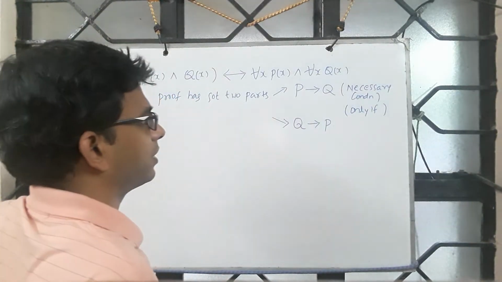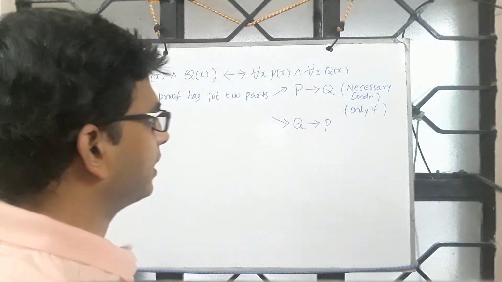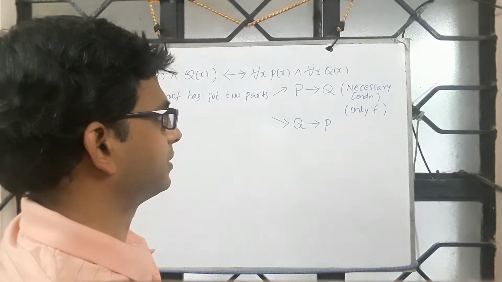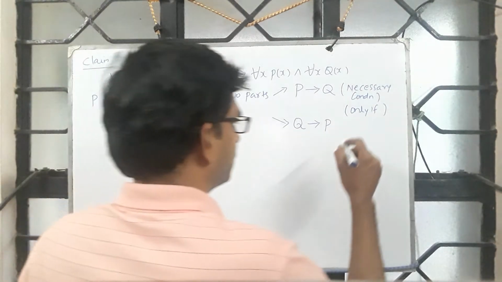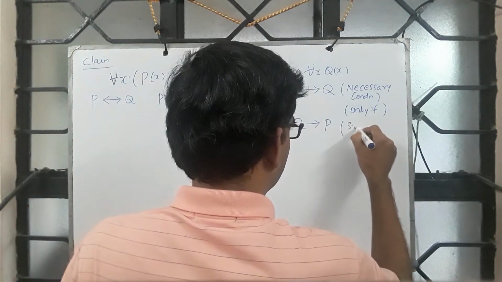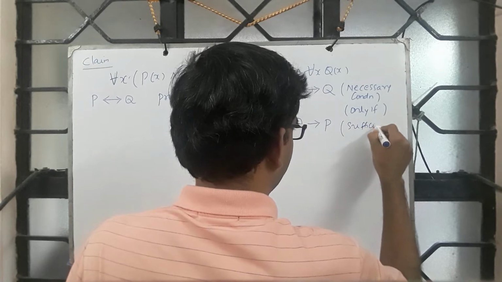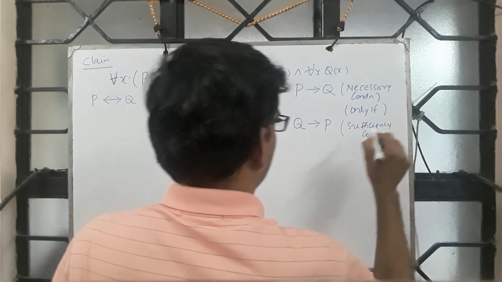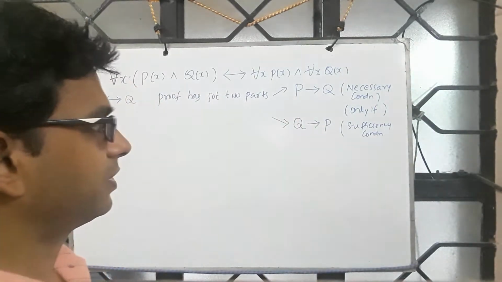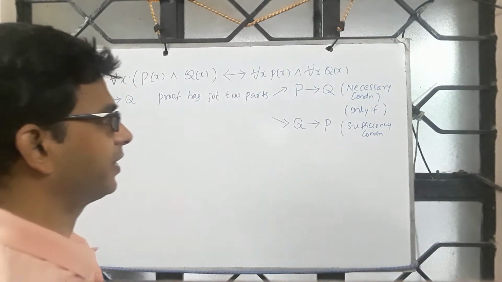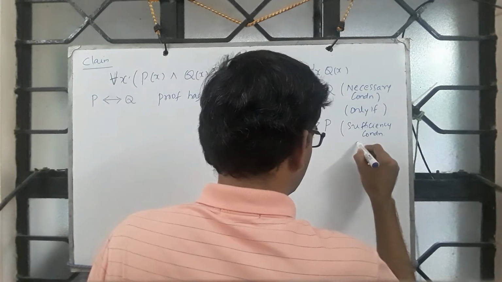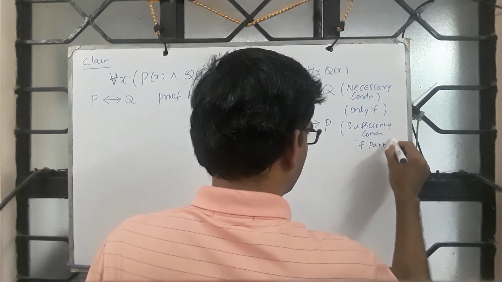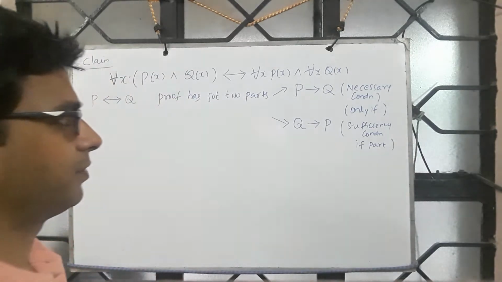Correctly, yeah? So, assuming q, we will prove this. Correct? So, this is called sufficiency condition, or the reverse direction is sufficiency condition. Okay? This also called if part, and the other one is only if part.